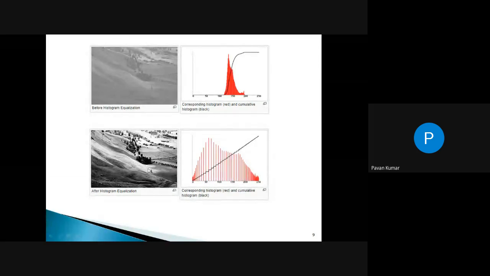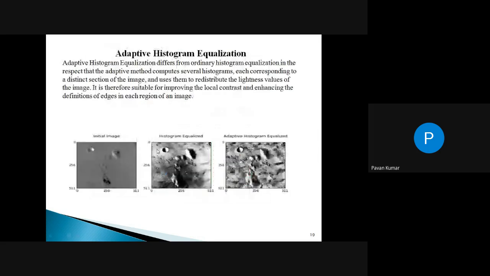Saturation effects means that in the unwanted region you can have more contrast, and in the wanted region you can have less contrast. That is an unwanted increase of the contrast, and that is nothing but saturation effects. So in order to overcome this problem, we have different types of techniques.